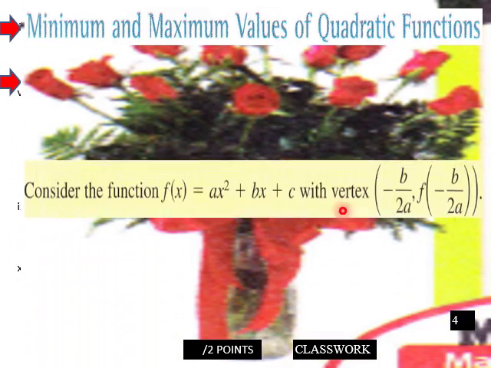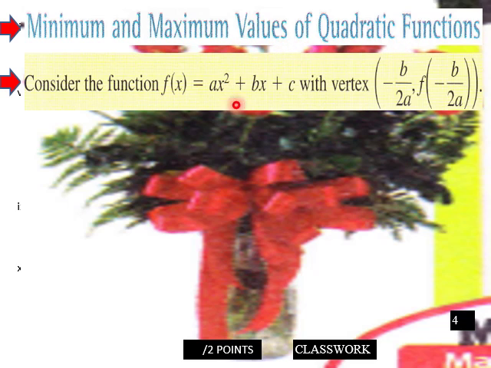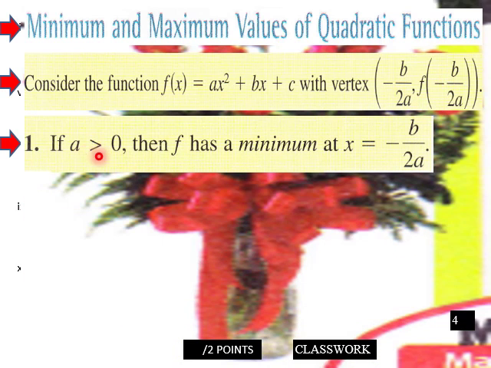Okay, on to page 4. Min and max values of quadratics. Consider this function here, vertex negative b over 2a, and then f of negative b over 2a. This is your x here, then this would be your y coordinate here. If a is greater than 0, then f has a minimum at x equals the negative of b over 2a.